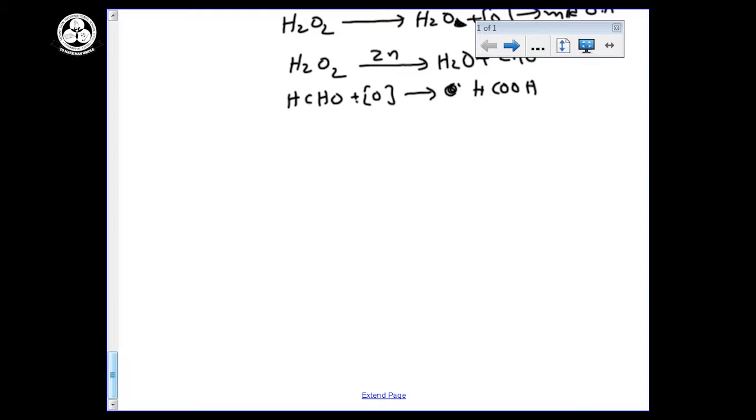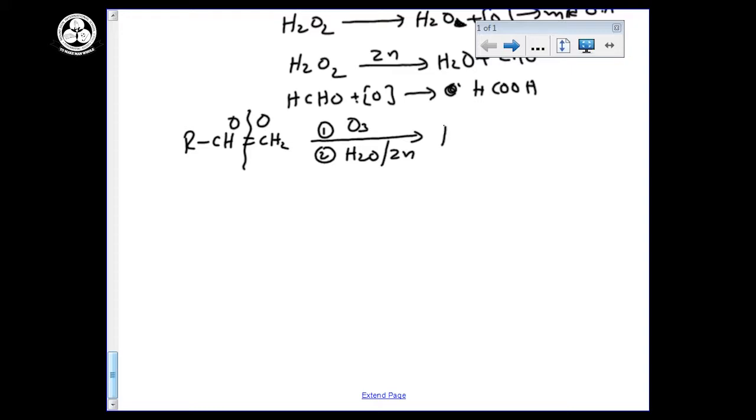The simple way: R CH double bond CH2, I am giving to you. First I write ozone. Second I write H2O in the presence of zinc. Now simply you can break the double bond, adding oxygen on one side and another oxygen on this side. So RCHO plus HCHO.